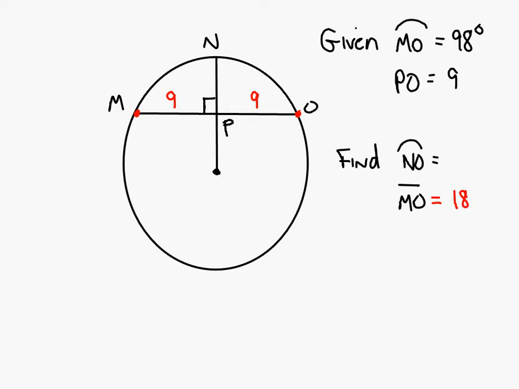Now if arc MO is 98 degrees, and these two arcs are congruent to each other, then what's the degree measure from N to O? 49, right? Half of the 98, so 49 degrees, good. Clear?